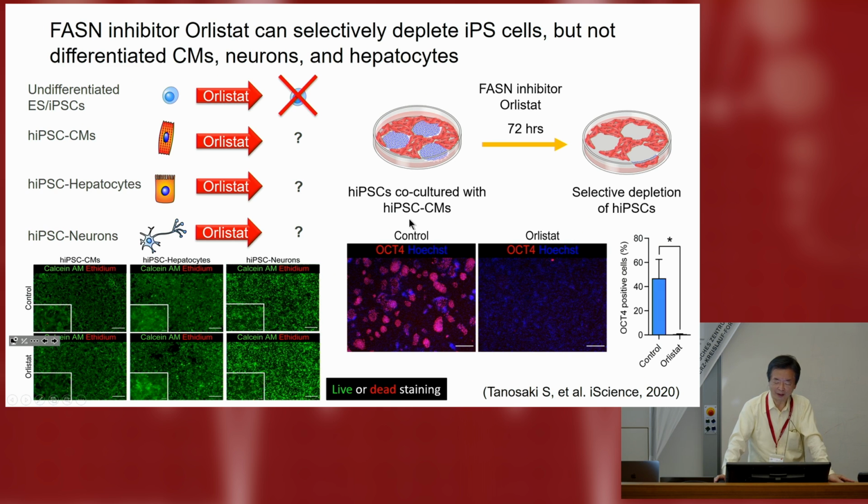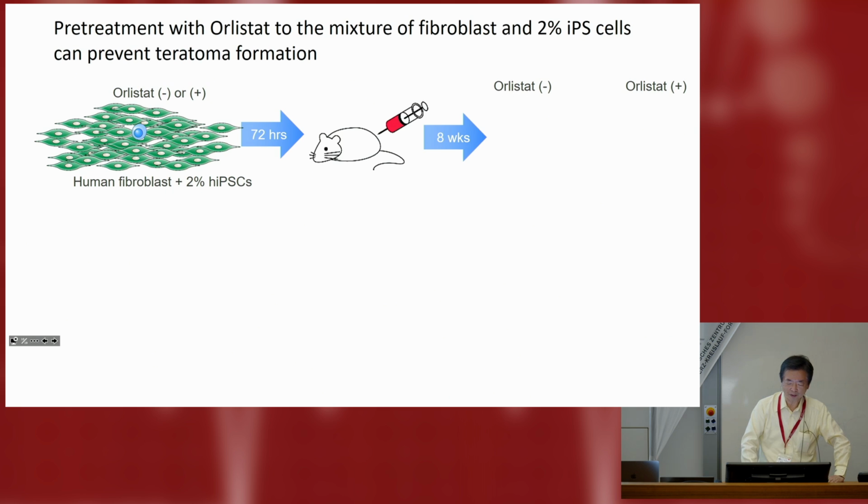Next, we performed co-culture of the human iPS cells and human iPS-derived cardiomyocyte. And we maintained these cells for 72 hours with or without orlistat. The result is shown like this. The lower panel indicated that Oct4 is a stem cell marker, and these red positive cells are iPS cells. After orlistat treatment, no iPS cell can survive. There are no iPS cells. Quantitative analysis is like this. So the FASN inhibitor orlistat can selectively deplete iPS cells, but not differentiated cardiomyocyte, neurons, and hepatocyte.